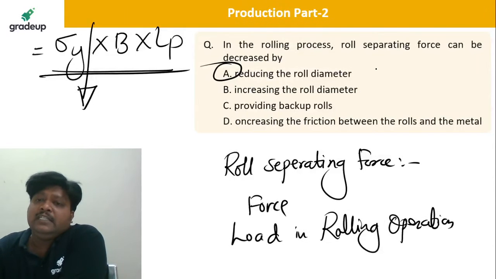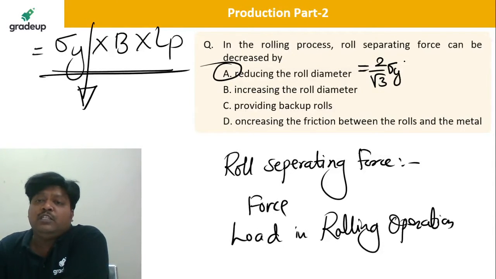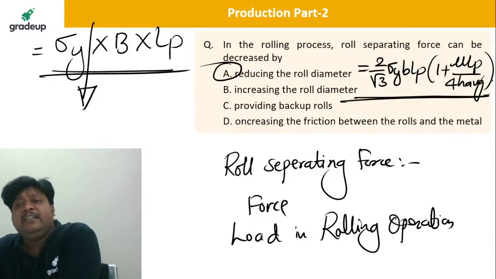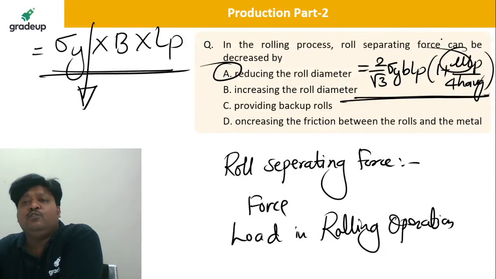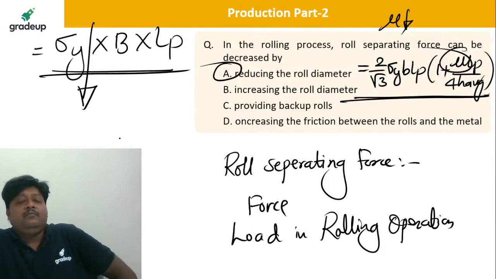If you want to write the formula, according to P and Rao, if you consider the plane strain condition, it is 2 by root 3 into sigma y B LP into bracket 1 plus mu LP by 4H average. That is a very correct formula. You can get the coefficient of friction here. If you reduce that also, you can reduce the roll separating force. Isn't it? So A is the correct answer.